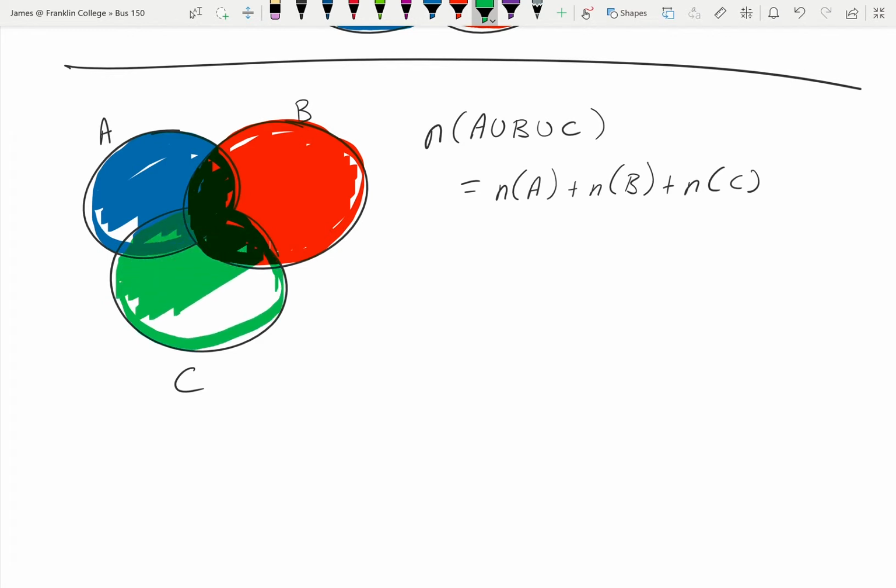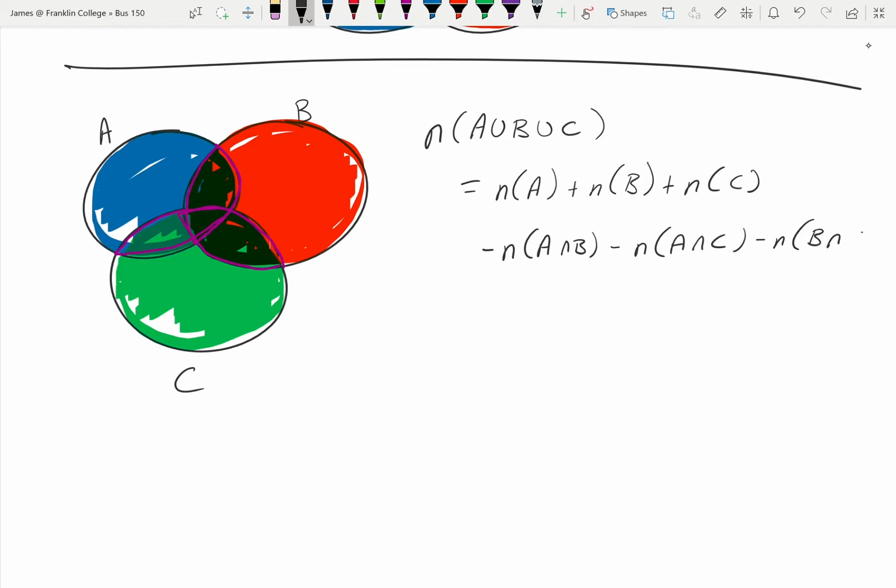And we can see that we have double counted a few regions. So we have double counted this region, we have double counted this region, and we have double counted this region. So we're going to want to subtract those 3 regions from our sum of A, B, and C. So we're going to have to subtract the number that's in A intersect B, subtract the number that's in A intersect C, and we have to subtract the number that's in B intersect C. So we have subtracted all our double counting.